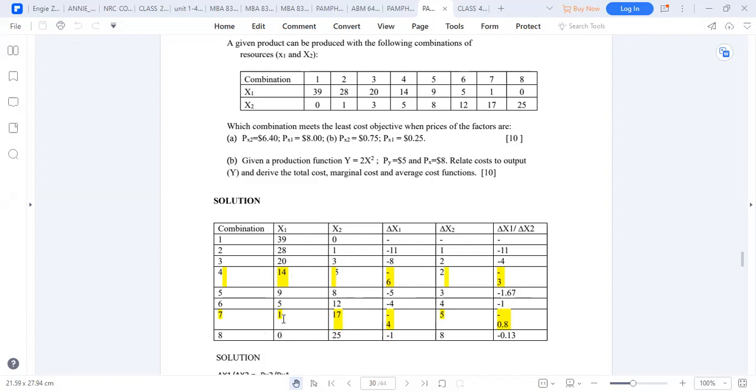0 minus 1 is negative 1. So this is how we're getting the changes. Then we go to input 2. The first one is a dash because it doesn't have members of the dash. So 1 minus 0 is 1. 3 minus 1 is 2.